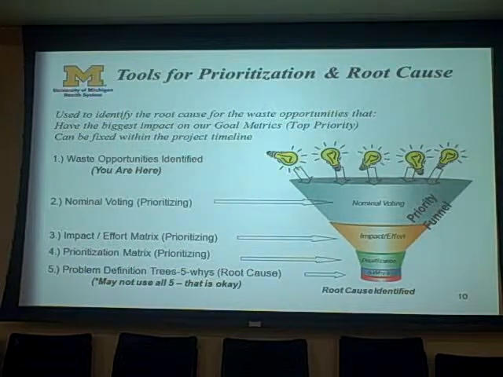And you see this funnel that essentially takes us through all of our different ideas represented by those light bulbs and taking them through some of the different prioritization techniques. We're going to talk right now about nominal voting and impact effort matrices. We also have a prioritization matrix that we're not going to get into here, but that we could share with you if you're looking at more strategic type prioritization of your issues and problems.